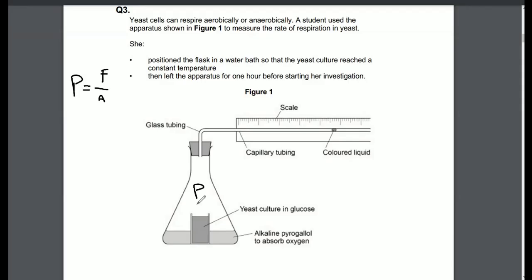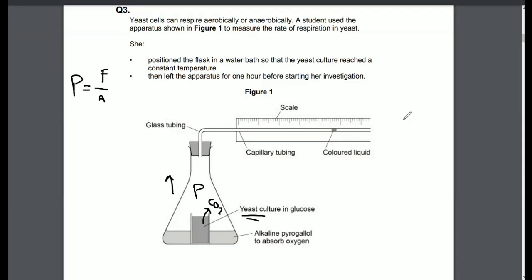What's going to happen to the pressure in this flask? What are the yeast doing? What are they releasing? Well, the yeast are releasing a gas, and that gas is carbon dioxide. Means we're going to have an increase in particles in the flask. They're going to collide with the walls of the container, and that is going to increase the pressure.